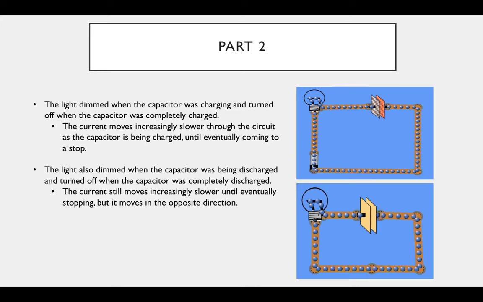And then getting into part two here, so setting up the circuit with a capacitor here, a battery here, and a bulb here, the light dimmed when the capacitor was charging, and it turned off completely when the capacitor was completely charged. And this is because the current moves increasingly slower through the circuit as the capacitor is being charged until it eventually comes to a stop. And so basically the same thing happened when I discharged the capacitor, in that it still moves increasingly slower until eventually stopping, but it moves in the opposite direction while the capacitor is being discharged.